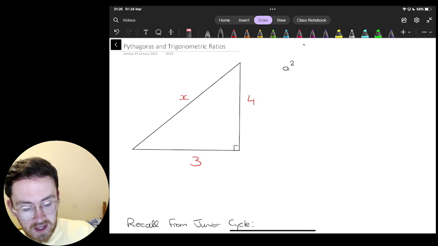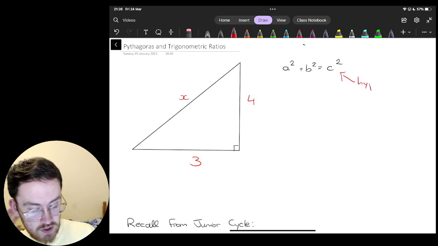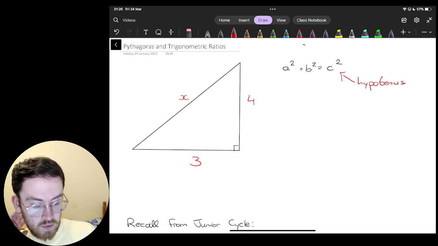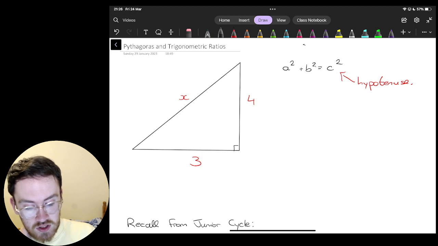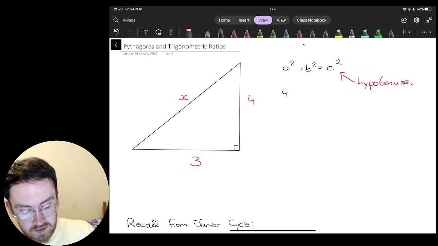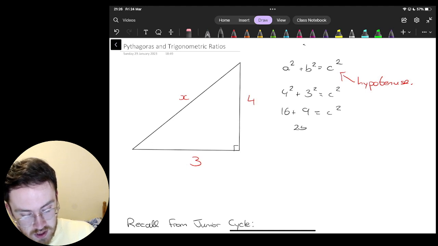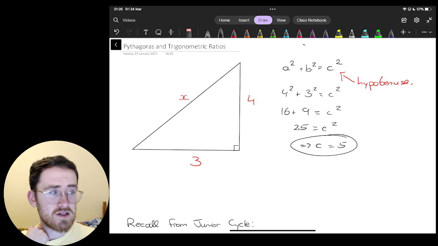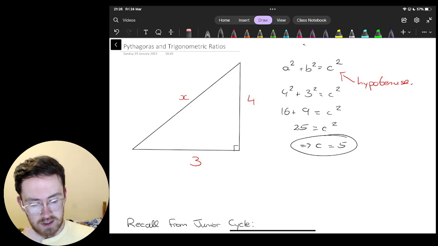And the rule that we have, and we see in our log tables, is that a squared plus b squared is equal to c squared, where c is the side that we call the hypotenuse. Sometimes we write out that rule with h squared instead of c. Applying it to the one that we have here, we would have 4 squared plus 3 squared is equal to c squared. 16 plus 9 equals c squared. 25 is c squared, which means that c is equal to 5. So again, Pythagoras should be fairly straightforward at this point.